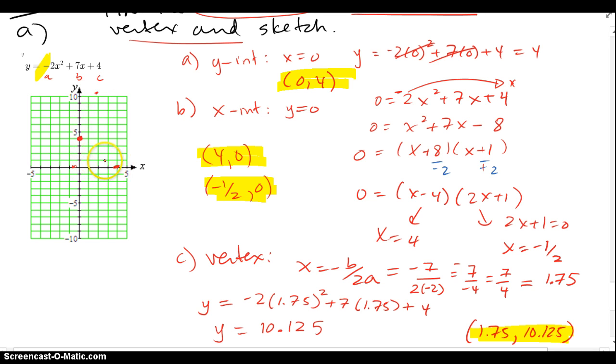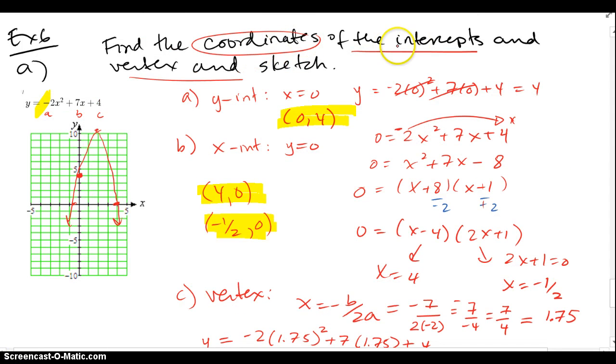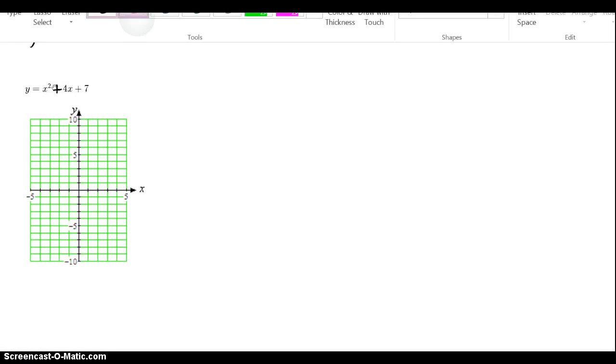Then I got my two x-intercepts and my y-intercept, and I'm going to make a parabola opening down. And there's our parabola. We found the coordinates of the intercepts, meaning x-intercept and y-intercept, and also the vertex, and we sketched it. Okay, next one, we'll go through the same steps.